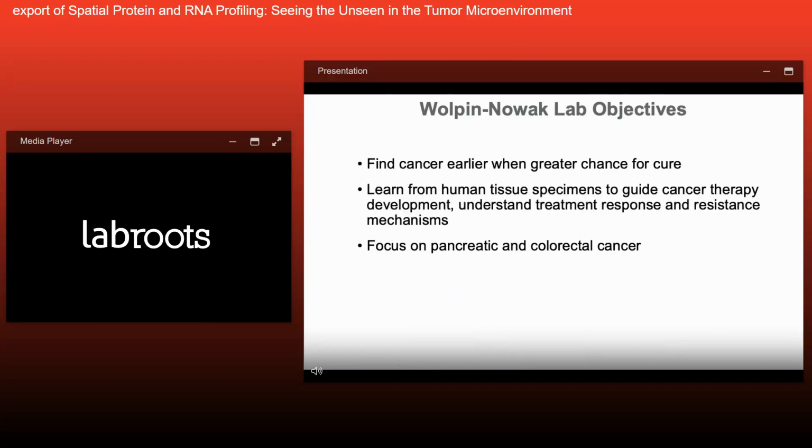The lab that I run jointly with Brian Wolpin at the Dana-Farber addresses this situation in two different ways. First, we work to understand treatment response and resistance mechanisms in patients with established pancreatic cancer. Second, we work on ways to find pancreatic cancer earlier when there's a greater chance for a cure.